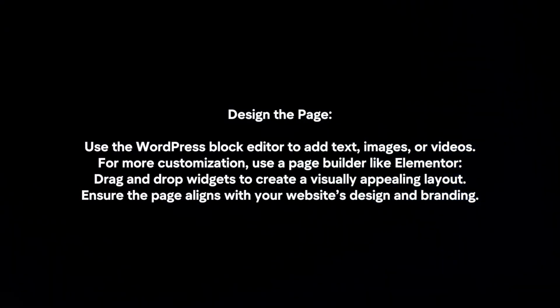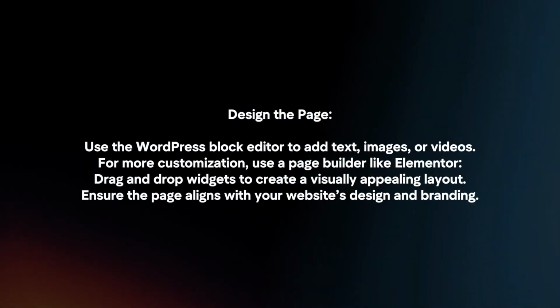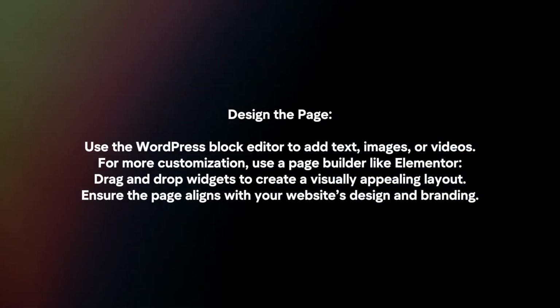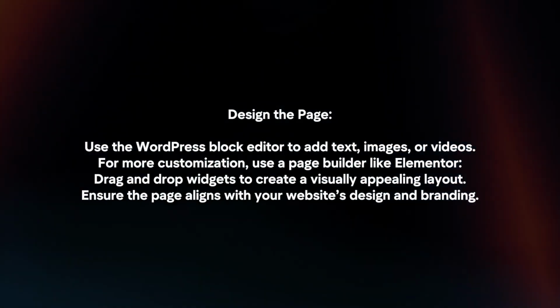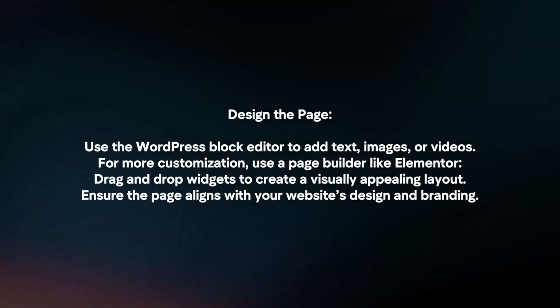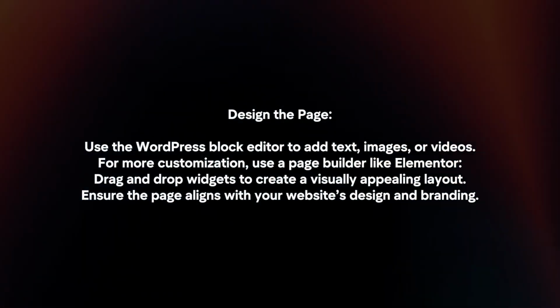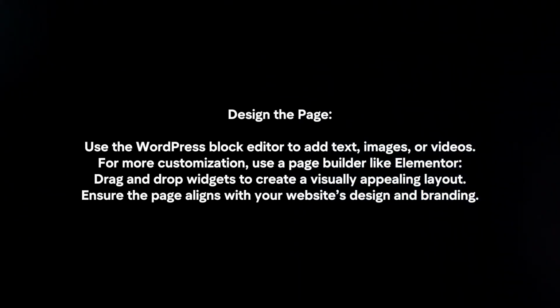Design the page. Use the WordPress block editor to add text, images or videos. For more customization, use a page builder like Elementor. Drag and drop elements to create a visually appealing layout. Ensure the page aligns with your website's design and branding.